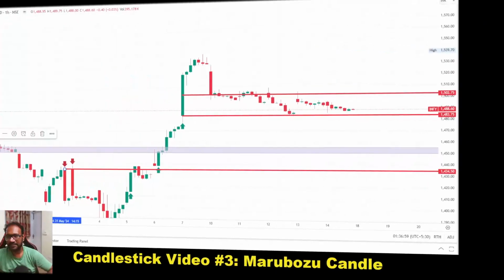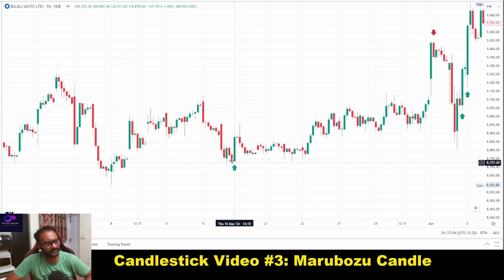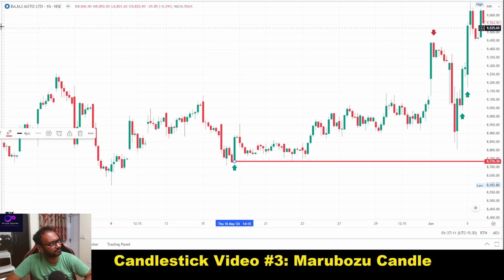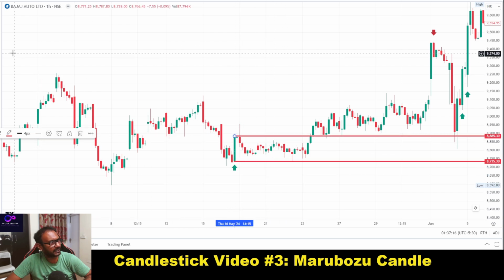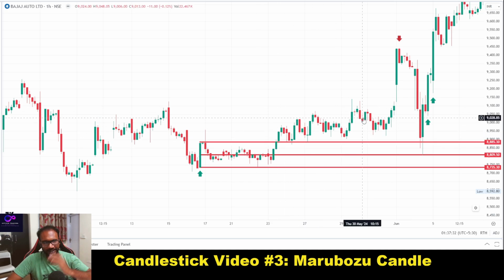Let's see the last example, Bajaj Auto. Yeah, it started with this Marubozu candle here. So let's draw out all the levels. The base is over here. The peak is over here. Then maybe we might also put a middle line. Now you see, as soon as it breaks the high of this, it's continuing to make a newer high, right? It's just taking off in the direction.